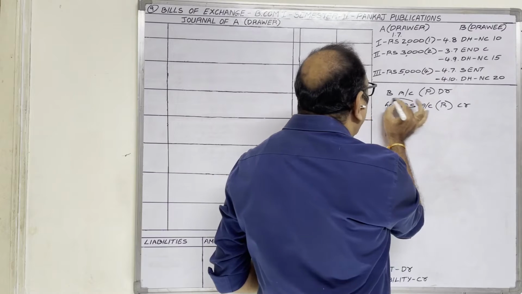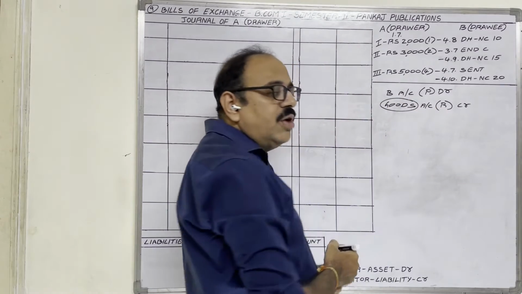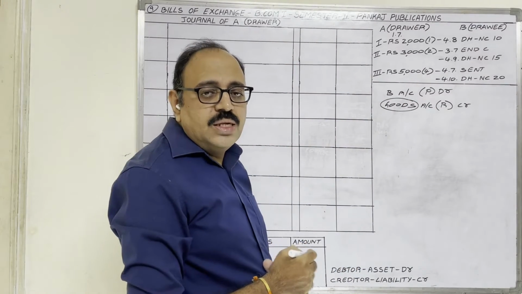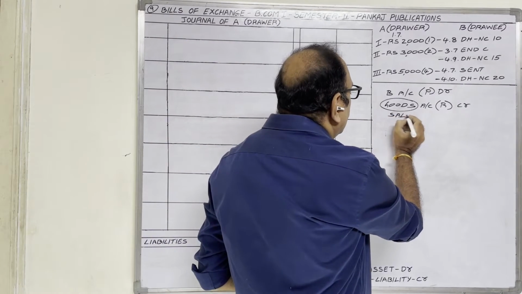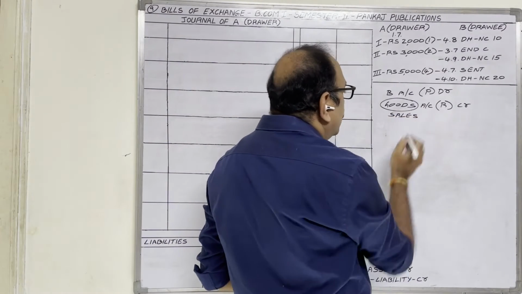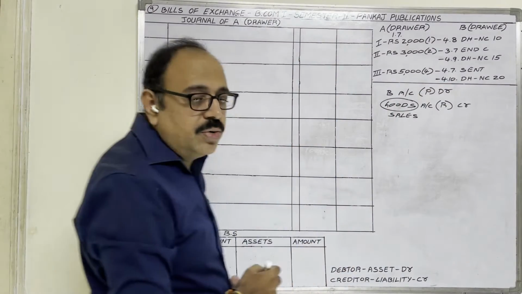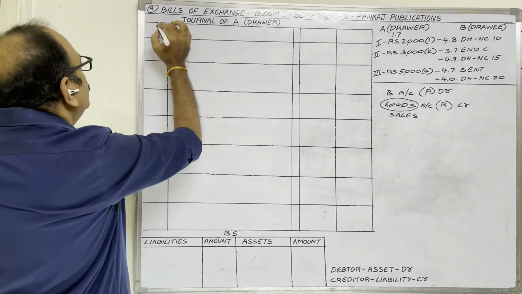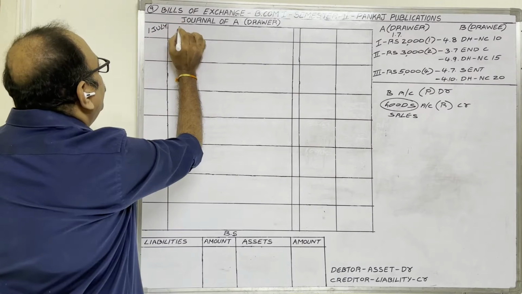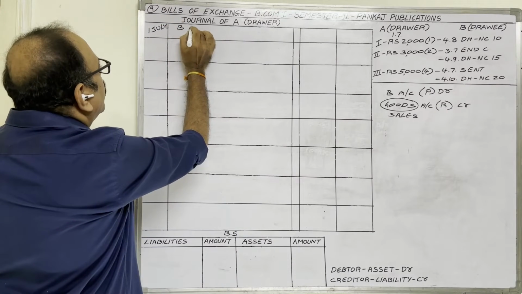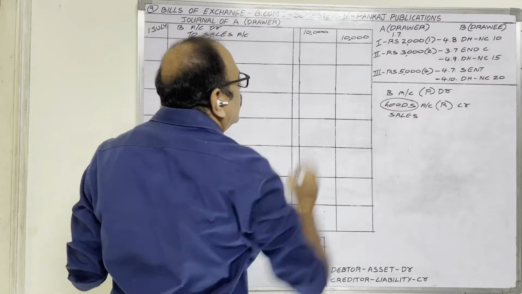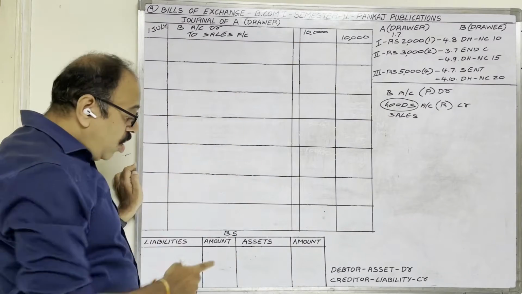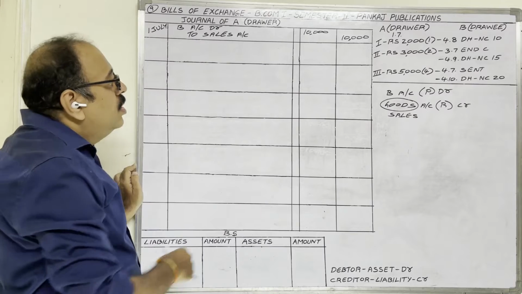But the word goods we should not write directly. Instead of that, we should write the transaction name. This is a sales transaction, right? Sales account. Then the final entry is B account debtor to sales account. Date, on 1st July goods are sold. Entry is B account debtor to sales account. Amount is 10,000 rupees. Then what is the effect of this entry on the balance sheet of A?